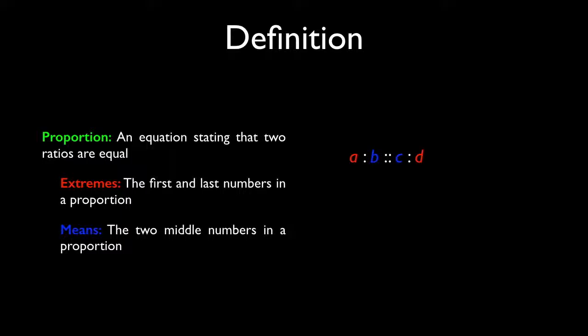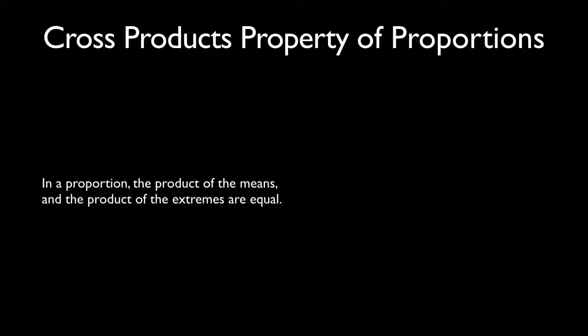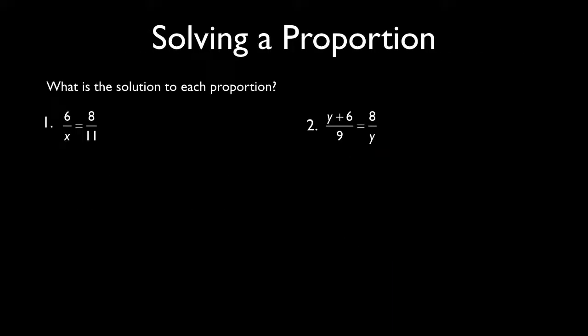Now, if it's written using the vinculum as fractions, it looks more like this. The extremes are the upper left and lower right, and the means are the lower left and upper right. Now you probably all remember the cross products property of proportions. This simply says that if you multiply the means and you multiply the extremes, those products are equal. In other words, if A over B is equal to C over D, then AD is equal to BC. We use this most frequently to solve proportions.